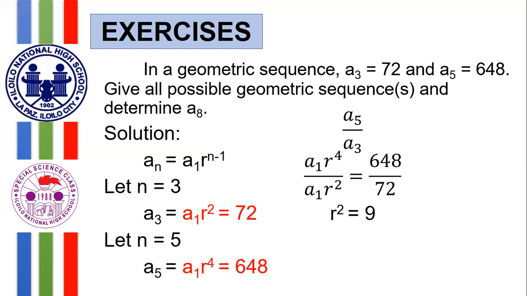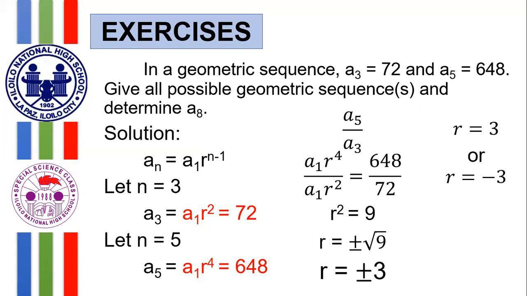And you see, we will get the square root of both sides to solve for r. But since the index of the root, which is 2, is even, there should be a plus minus sign before the square root of 9. The square root of 9 is 3. Hence, r, your common ratio, is either 3 or negative 3.